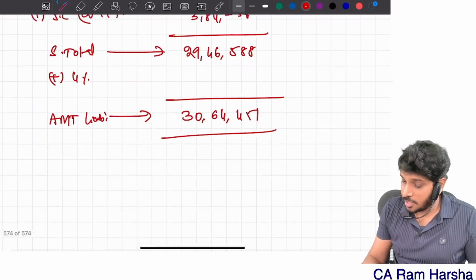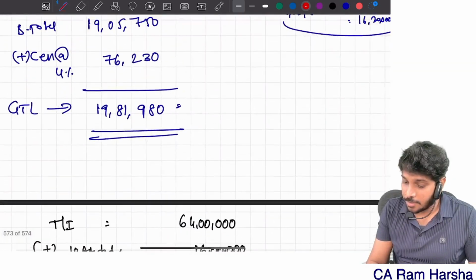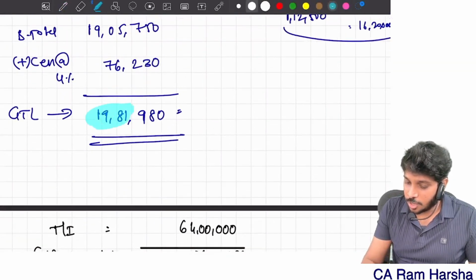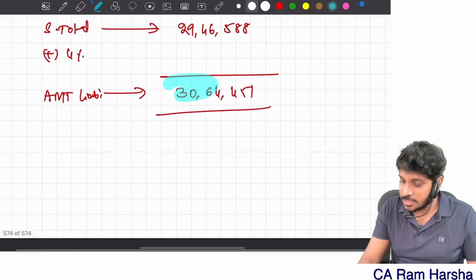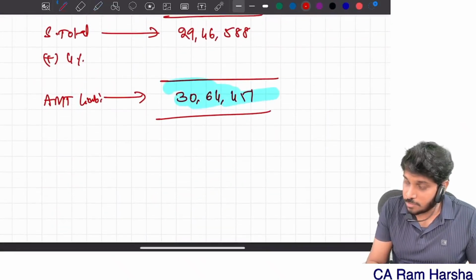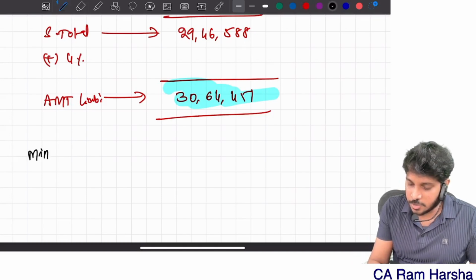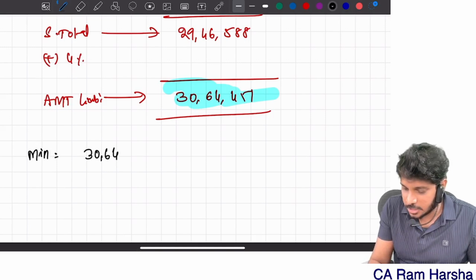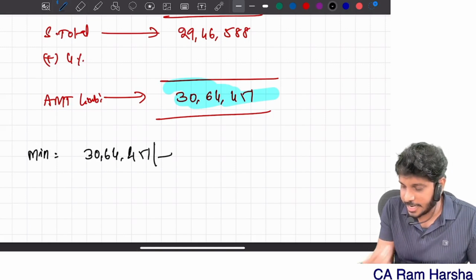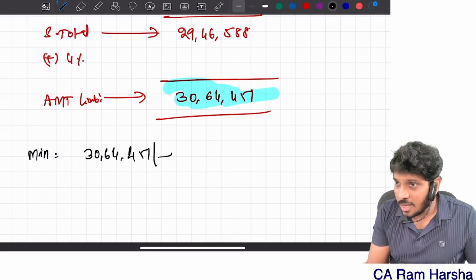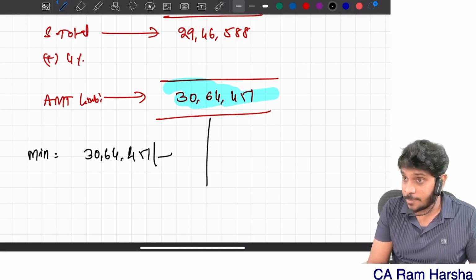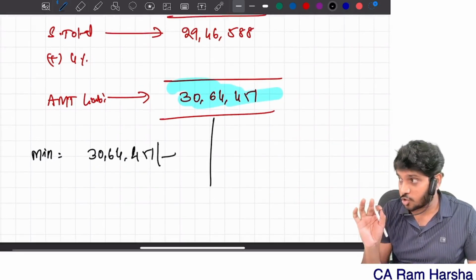451. AMT is more than normal tax. You see, this is normal tax. AMT is 30 lakh. Since AMT is more than normal tax, if at all I am going with the optional tax regime, the minimum tax payable is equal to 30 lakh 64,451. Agreed? Everybody?